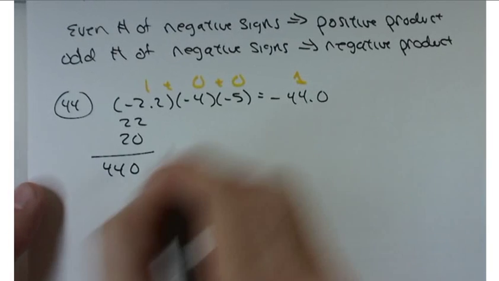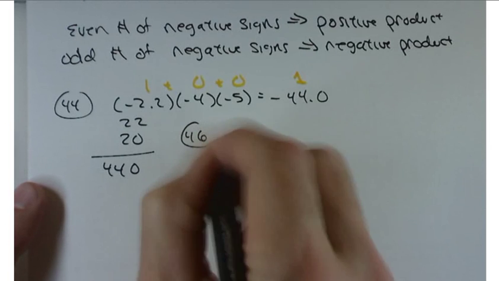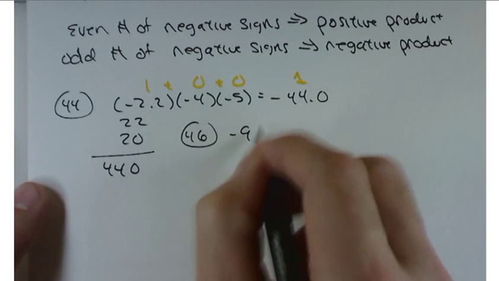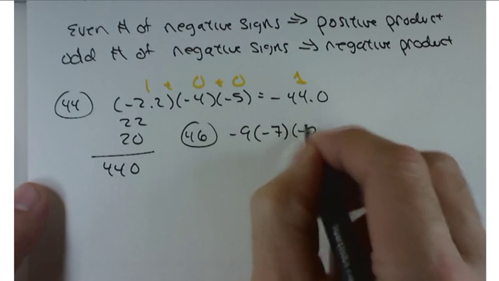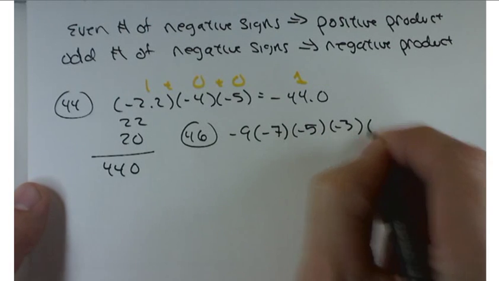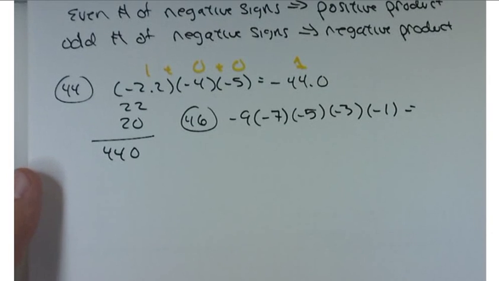Let's try another one. Problem number 46. Negative 9 times negative 7 times negative 5 times negative 3 times negative 1. Can you see what the author did to come up with this problem? It's got to be a mind-numbing task to write all these problems just to come up with more. Even for myself, I look at that and go, I'm not really interested in being an author.